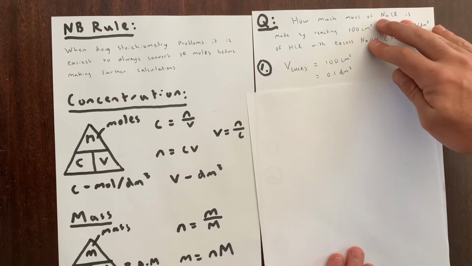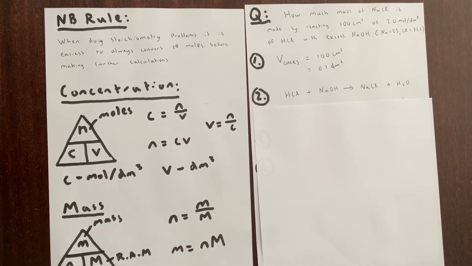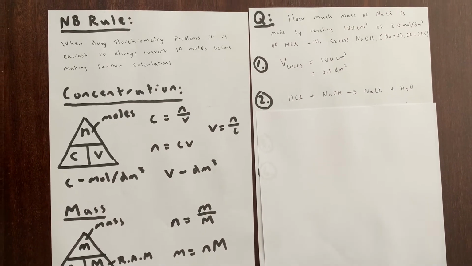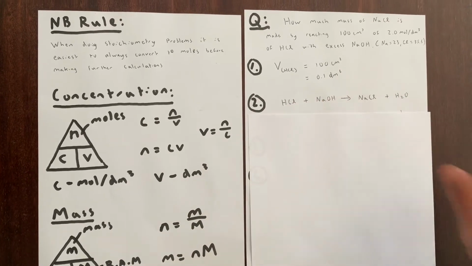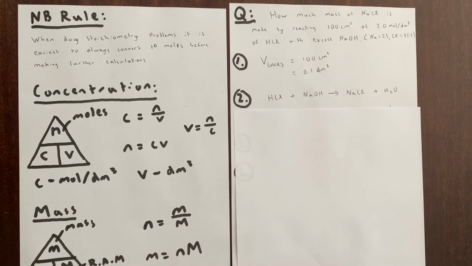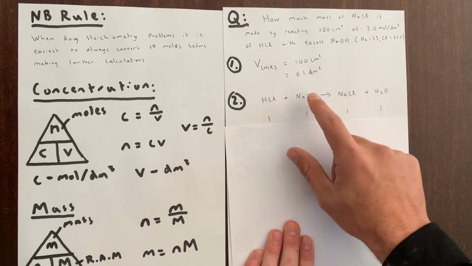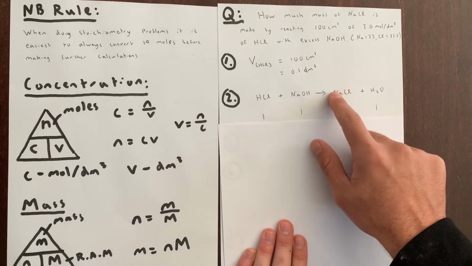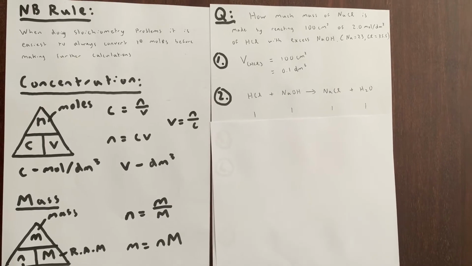Okay, so step 2, we need to write a balanced chemical equation. And this one's a very basic one. The only thing that's kind of tricky is that you need to know that the OH and the H come together to make water. And then you see it's all 1 to 1 to 1, which I put down here. So it's just HCl plus NaOH makes NaCl plus H2O. Okay, so very basic equation.